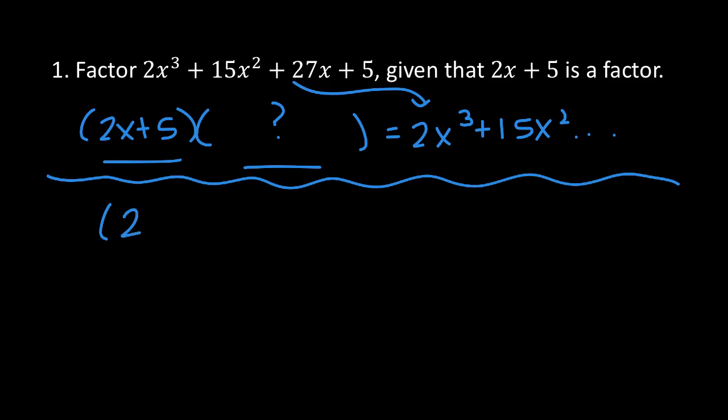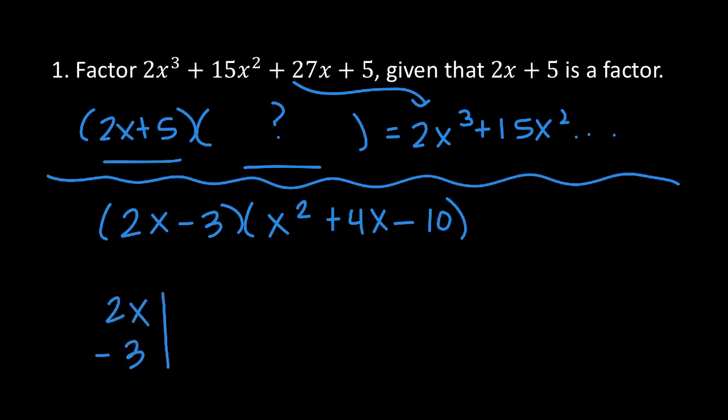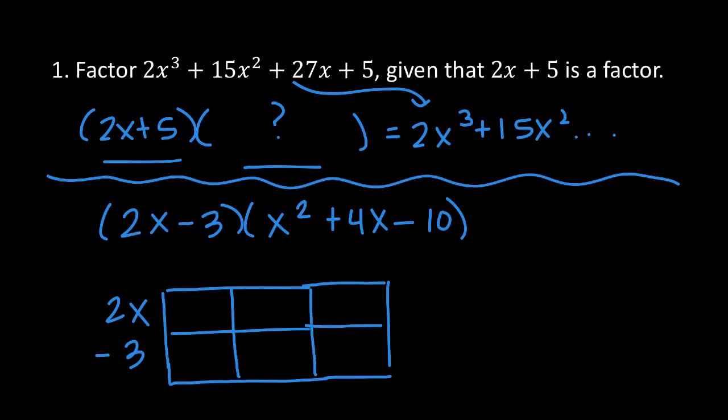Let's say we're multiplying 2x minus 3 times x squared plus 4x minus 10. So we would take the 2x minus 3, and this is one method of doing this, just to organize all these terms that need to be multiplied together. This is called the area model. And again, it just helps us organize everything that needs to be multiplied together. We would do x squared times 2x, put that in the first box, and just keep going through multiplying terms together.